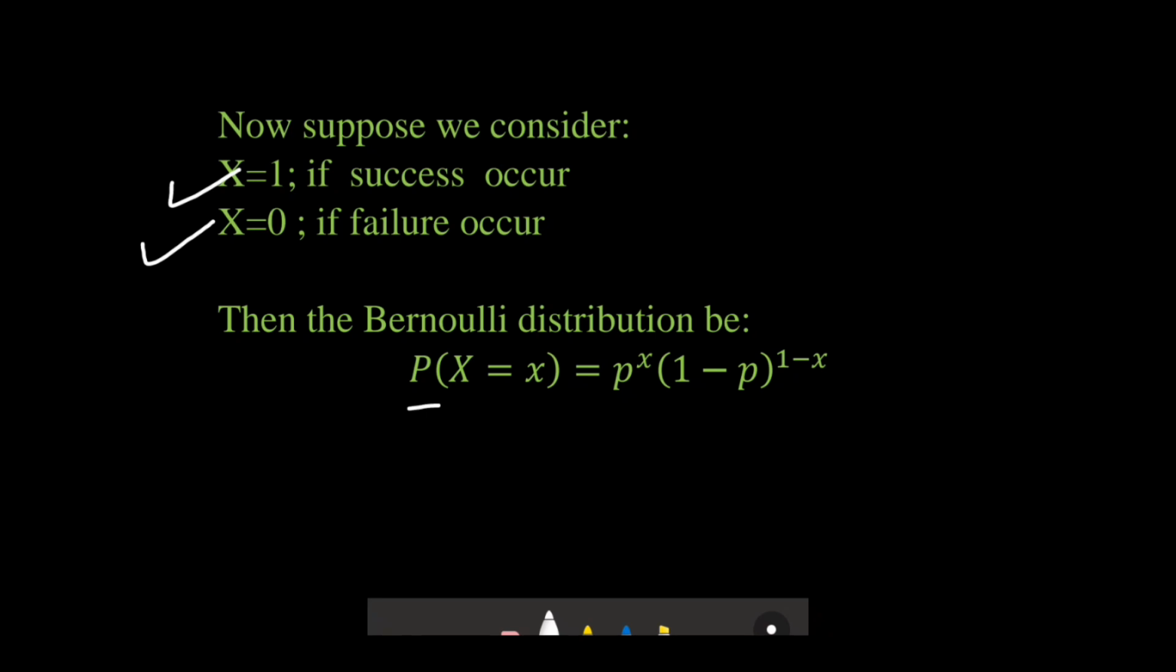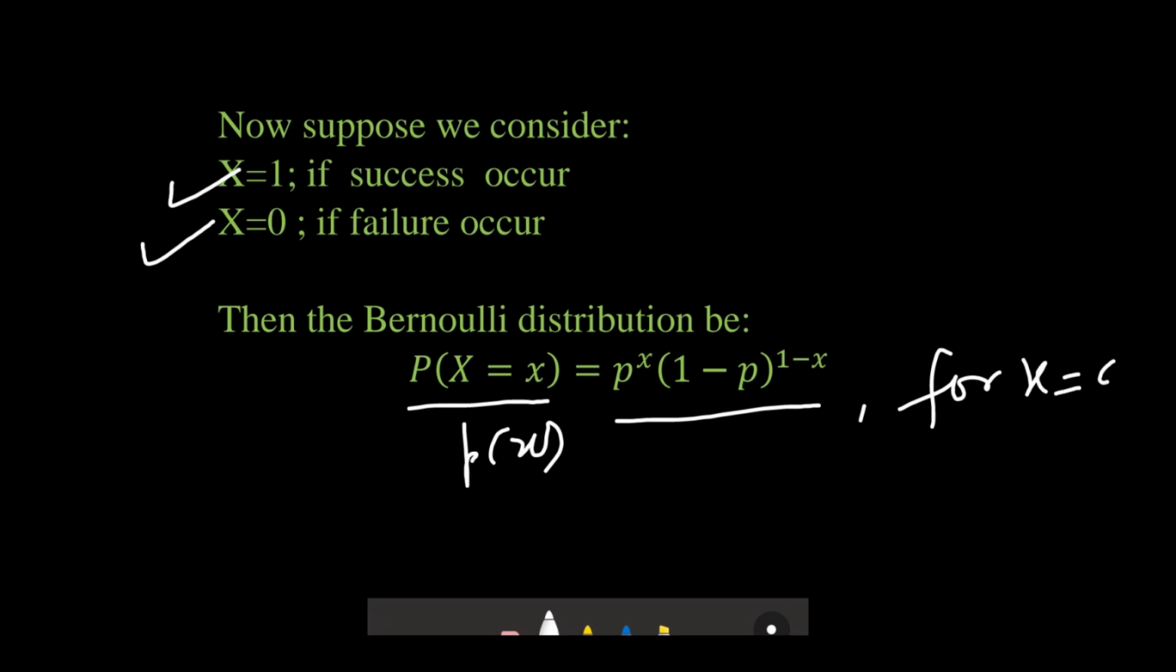Sometimes we write this as P(x). Now we write that this equation will hold for x equal to 0 and 1. All of this is sometimes called the probability mass function.